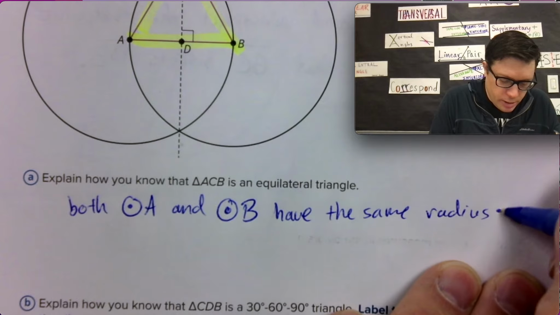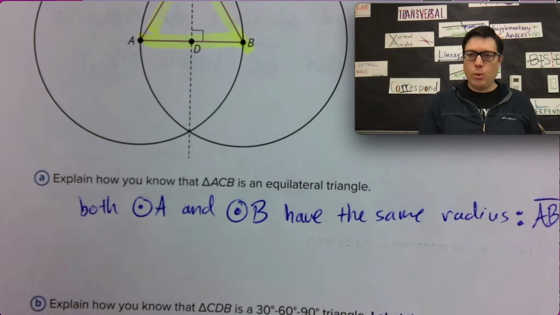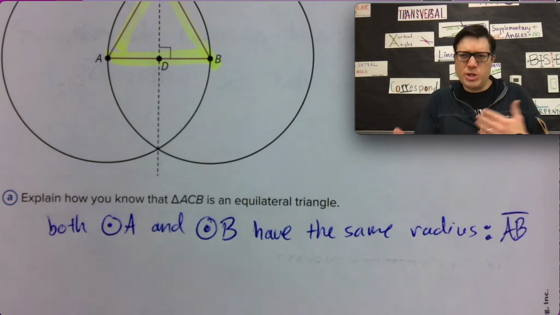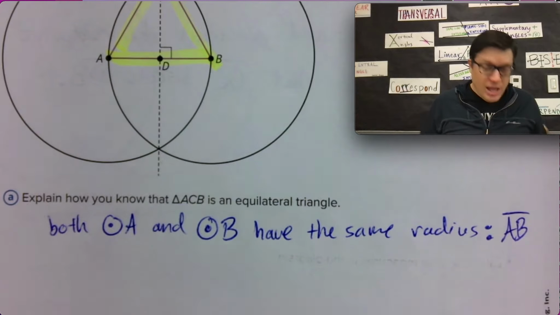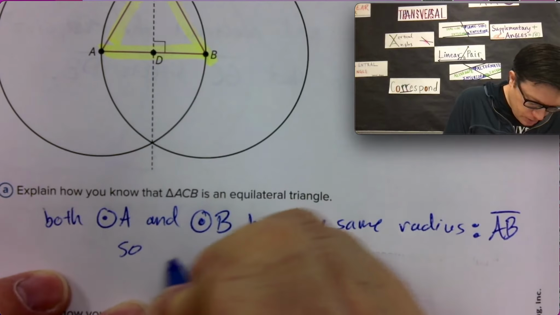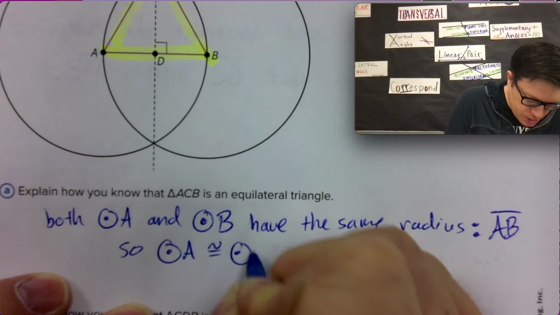And that radius would be AB. It just kind of flips around depending on which side of the circle you're creating, like which of those letters is your center. Since they have the same radius, they are the same size. So circle A is congruent to circle B.